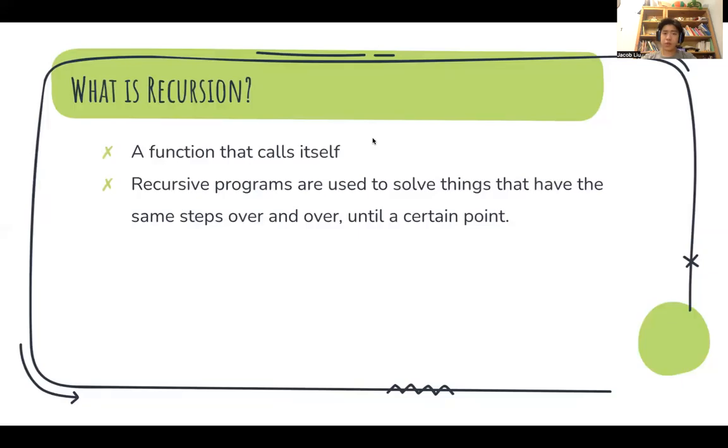Now, what is recursion? Well, recursion is a function that calls itself. And these recursive programs are used to solve things that have the same steps over and over and over until you reach a certain point. Now this may not make a lot of sense right now, but let me show you an example and hopefully it'll be more clear.